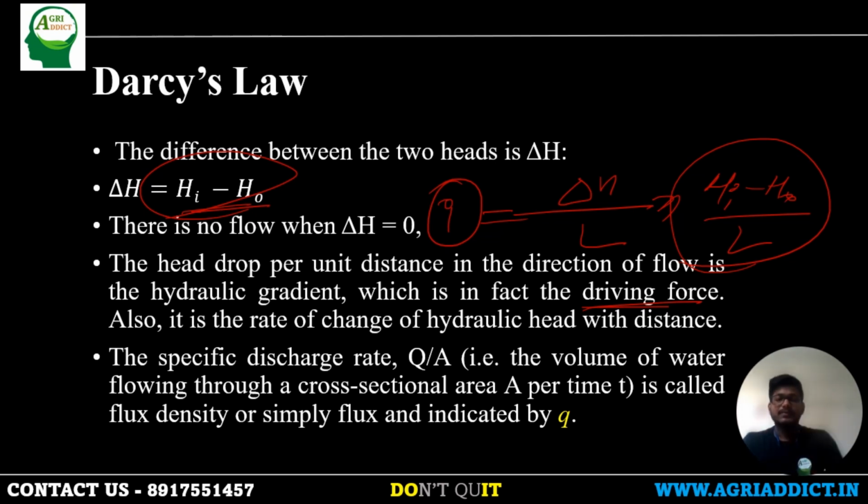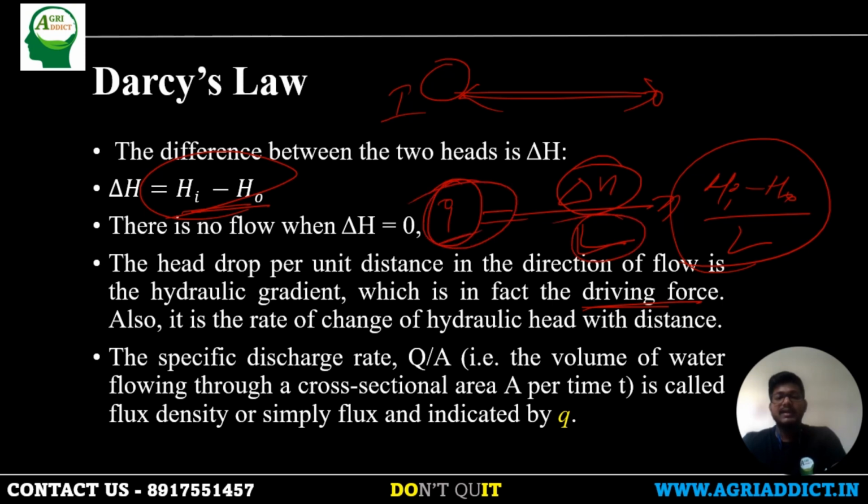Understood, everyone? So we have here input, here output. So when there is a difference in the hydraulic head with some unit distance in the direction where it is directing the flow, that is called hydraulic gradient, then there will be the flow of water from the left to the right. Also, it is the rate of change of hydraulic head with the distance. So del H means rate of change of the hydraulic head with the unit distance. That is called the hydraulic gradient.